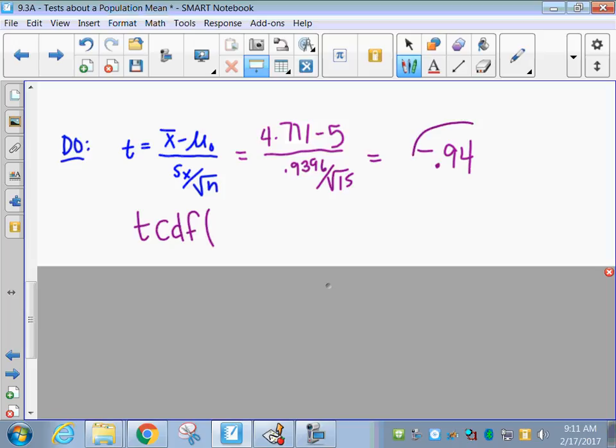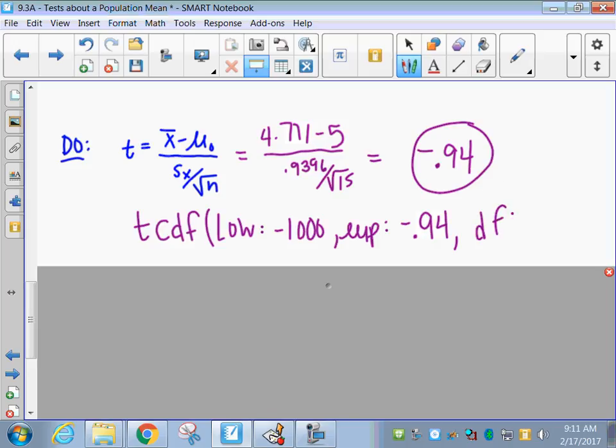So this time it's negative, so if you picture the graph, we're drawing to the left of that number, so our lower bound is negative 1,000. Our upper is negative 0.94. And this time when we substitute in, guys, it's not mean and standard deviation. What's the last thing we plug into our calculator? Degrees of freedom, which is 14 on this one. And we get 0.182.